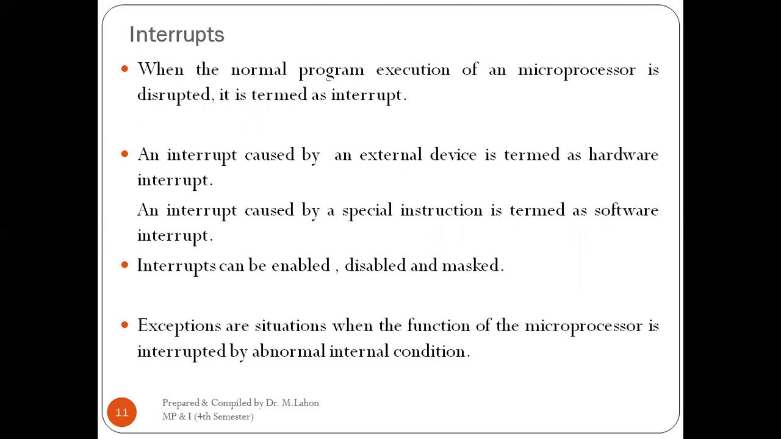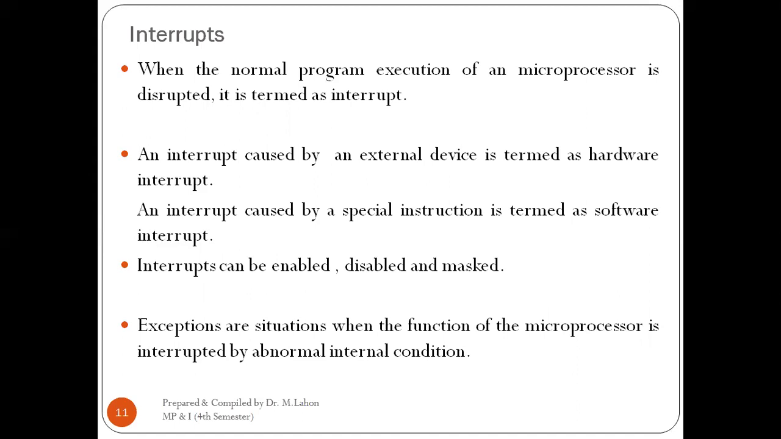Now let us go into the next topic, which is the interrupts. We are talking about the 8086 interrupts. Now what is an interrupt? Whenever your normal function is disrupted by something, we call it an interrupt. So in a microprocessor also, when its normal program execution is disrupted by some request or by some operation, then it is termed as an interrupt. The interrupt may be caused by an external device. When it is caused by an external device, it is termed as the hardware interrupt. An interrupt caused by a special instruction is termed as software interrupt.